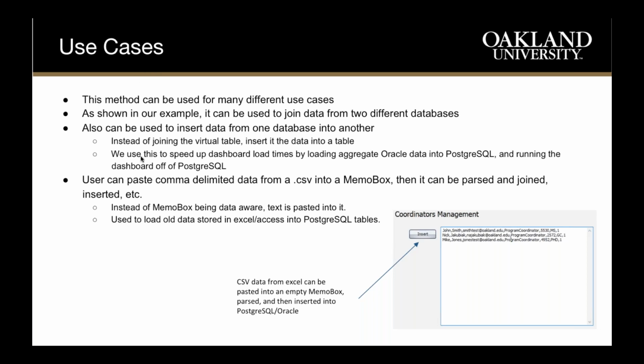So what we did instead is take all of our data from the dashboard, aggregate it up, insert it into Postgres, and then run the dashboard off Postgres. That way, the data is already pre-aggregated, so the dashboard runs instantly instead of having to recalculate everything every time a filter is changed on the dashboard. So that was a really helpful thing that really sped up some of our dashboards.